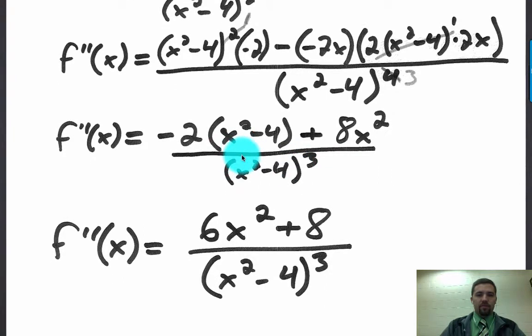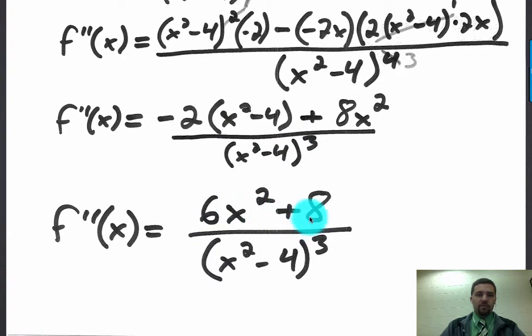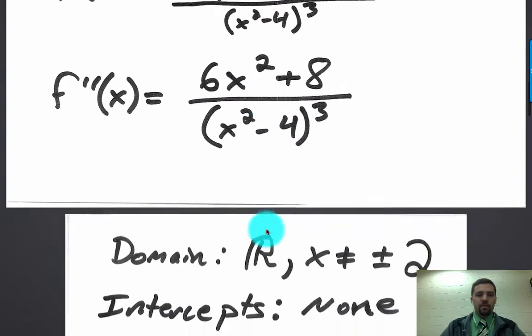And then you can simplify that further to be 6x squared plus 8. And if you don't believe me, do the algebra and you'll see that this is what the second derivative ends up being. Let's go on to the next thing here.